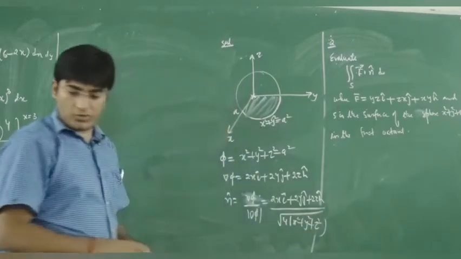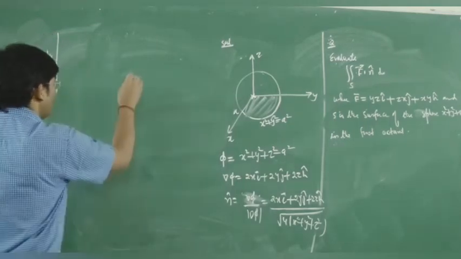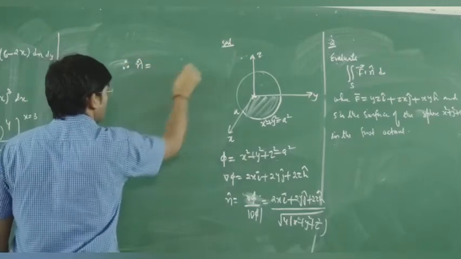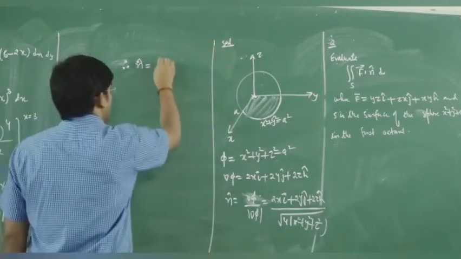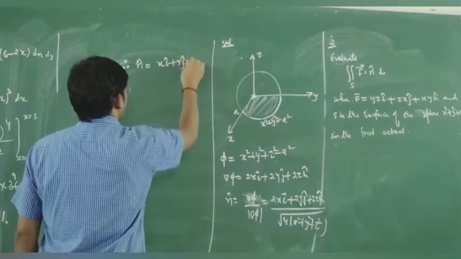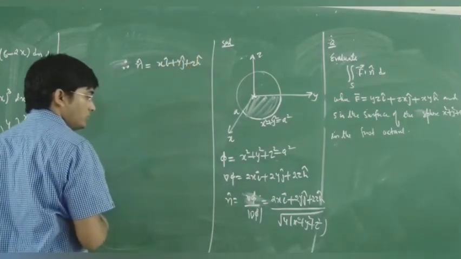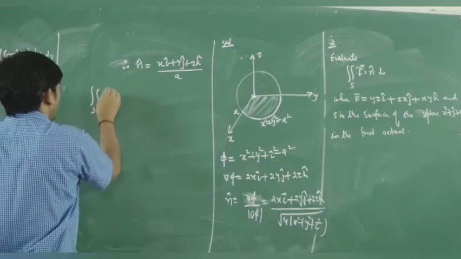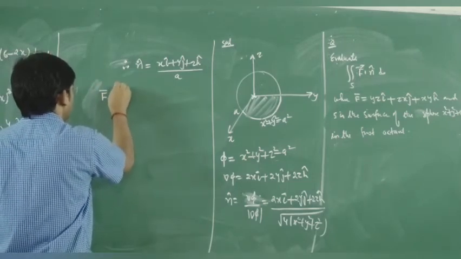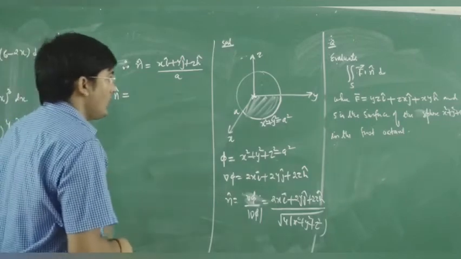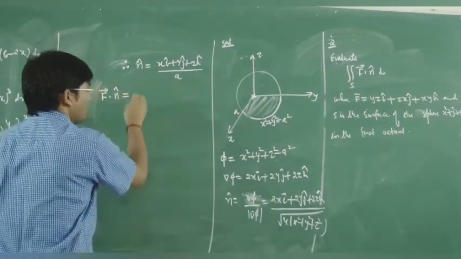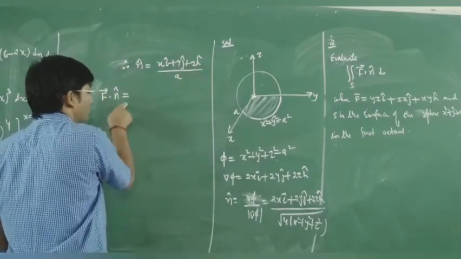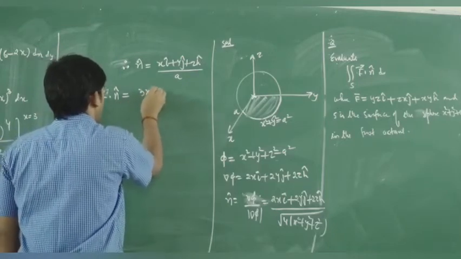And your x square plus y square plus z square is your a square. So therefore your n cap is equal to x i cap plus y j cap plus z k cap upon a. So we have this a. So therefore, the double integral, again your f dot n: your f is xyz i, so f dot n will be xyz, then again xyz, then again xyz. So if you want to evaluate this f dot n, then this will be 3xyz upon a.